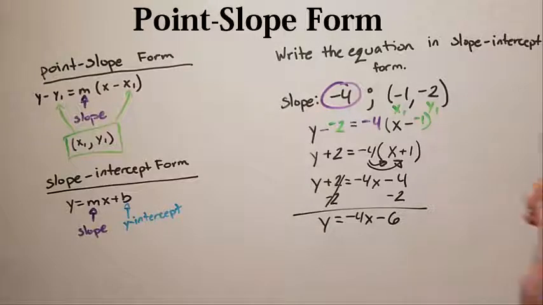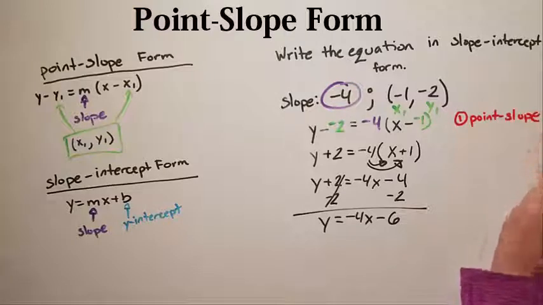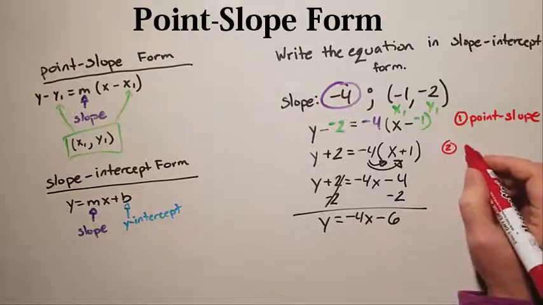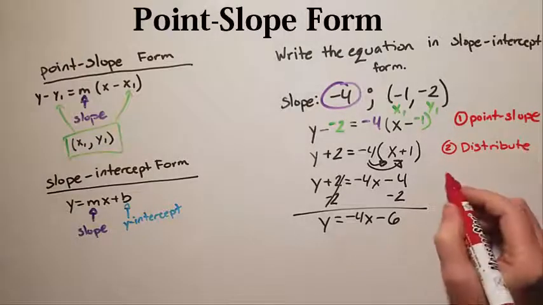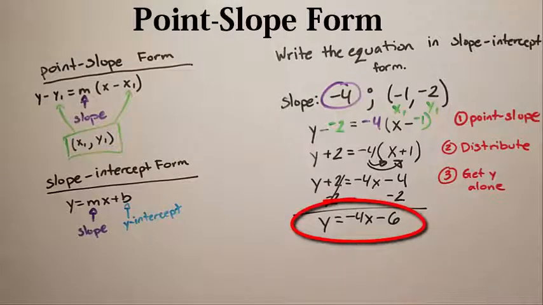So let's summarize what we did. The first thing that I did right here is that I put it into point-slope form. After I put it in point-slope, I distributed. After I distributed, I got the y by itself. And then you have it in slope-intercept form.